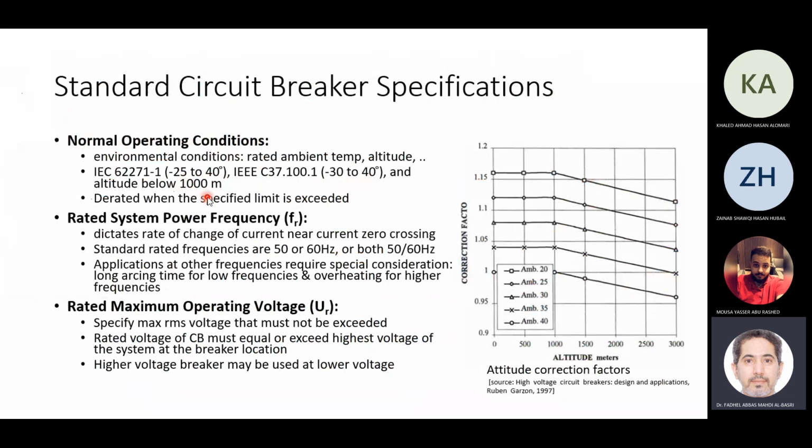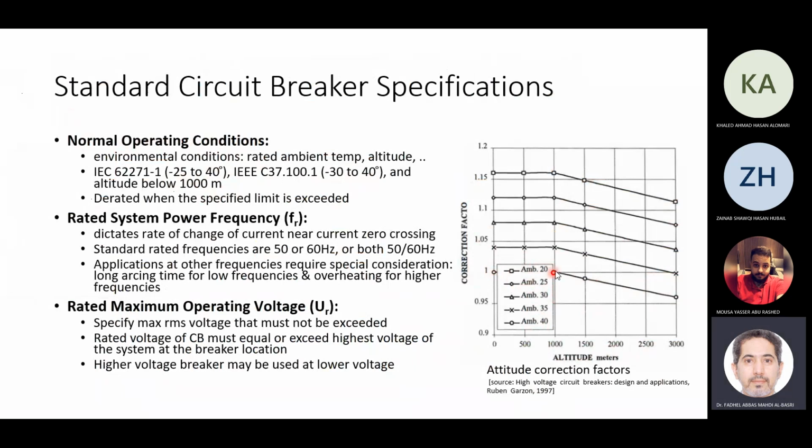So suppose the breaker is rated 10 kiloampere breaking capacity, or rated current is 100 ampere or 1000 ampere. This is valid at this temperature and up to this altitude. If you exceed this temperature or this altitude, there will be a derating. For example, at an altitude of 1000, the rating will be the same, 1 per unit. When the temperature is 40 degrees, one means there is no correction factor, no derating.